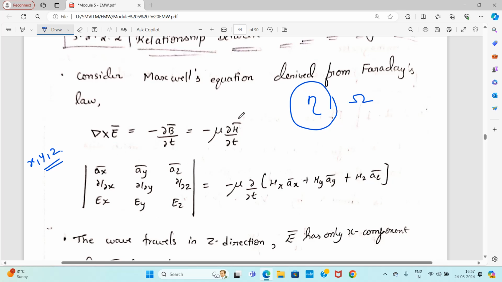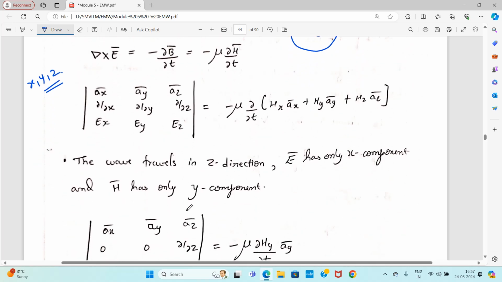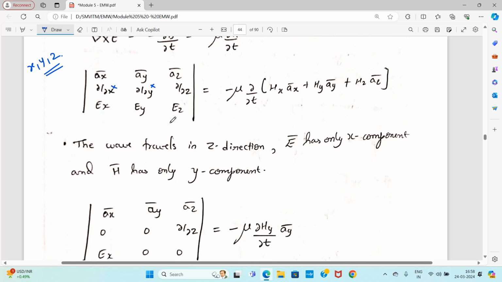On the other side, we are expanding H in vector form. So it can be written as Hx Ax plus Hy Ay plus Hz Az. It's the vector form in the Cartesian system for H. Okay. Now next thing is, out of all the three, dou by dou x, dou by dou y, dou by dou z, only the z component exists because your total wave is traveling only in z direction. So x and y will be removed. So your matrix will change to 0, 0, dou by dou z.